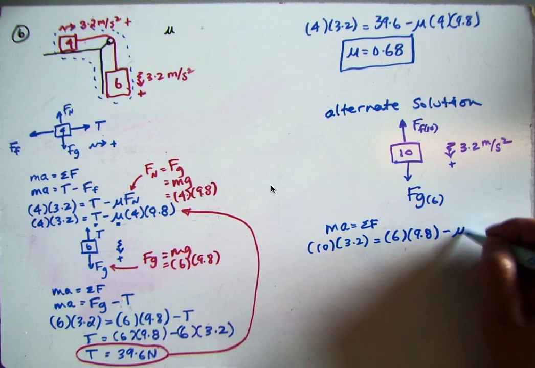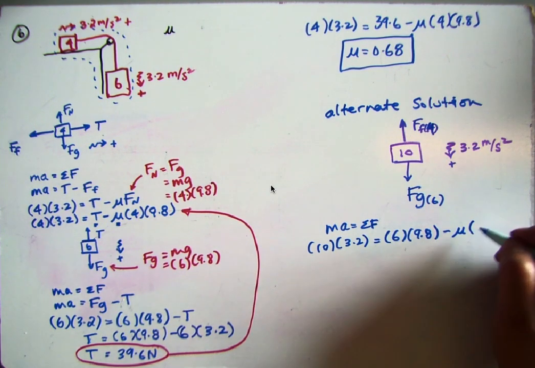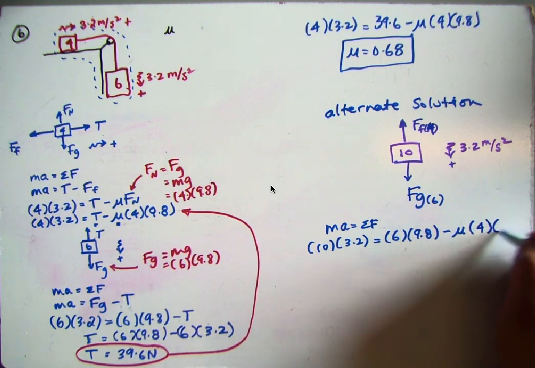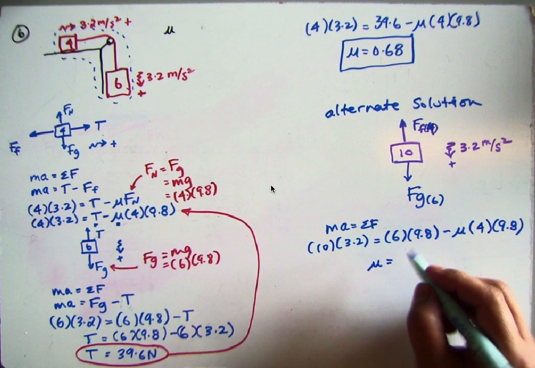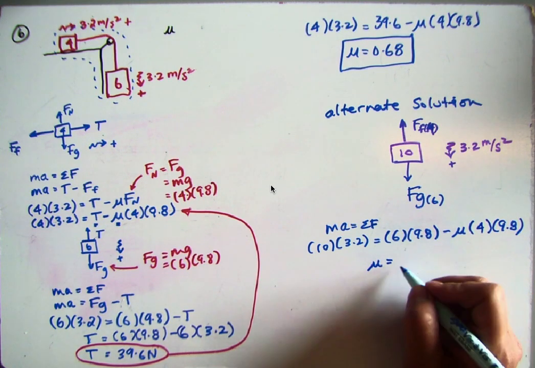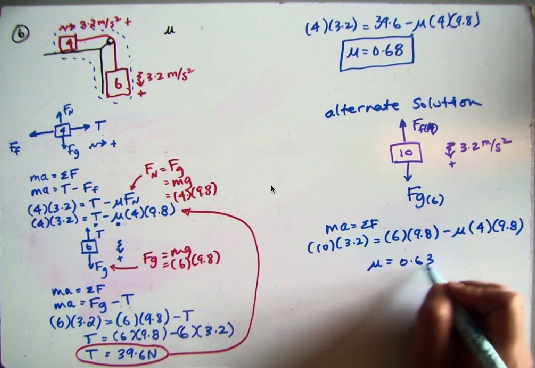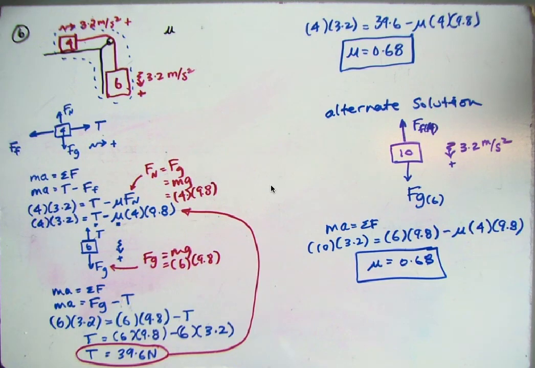minus mu times Fn, which is, sorry, this is wrong. This should be on the 4 kilogram mass, not the 6, not the 10. So it's going to be 4 times 9.8. And when I do that, I think you'll see that this works out to 0.68. So this is another possible solution. A little bit quicker, but also a little easier to think about. All right.